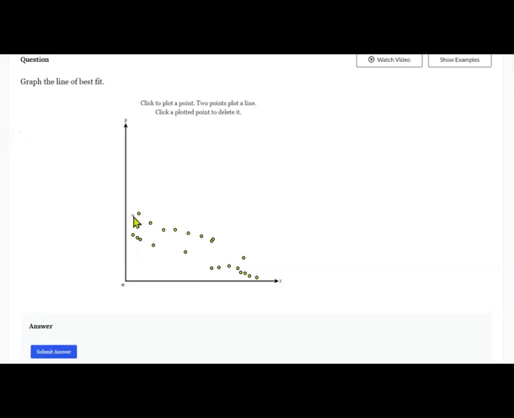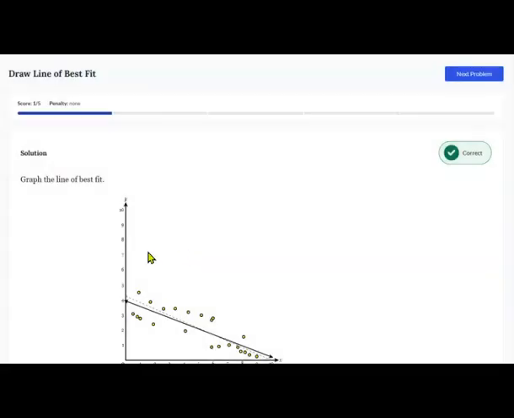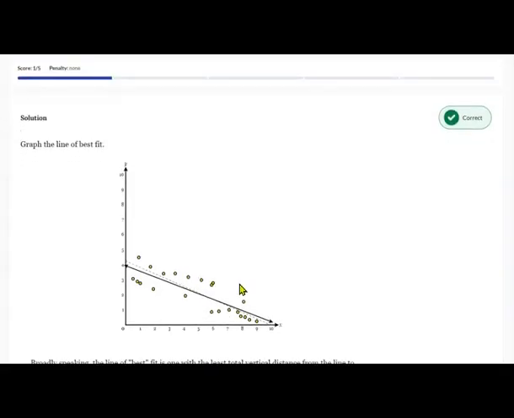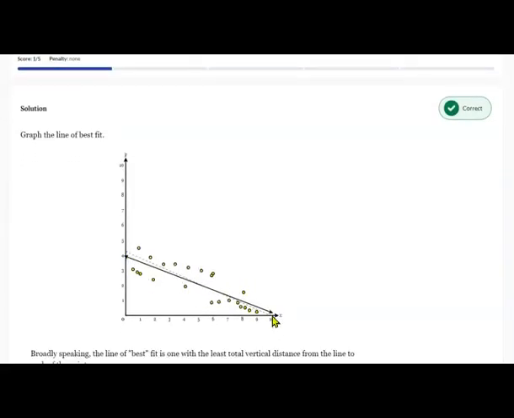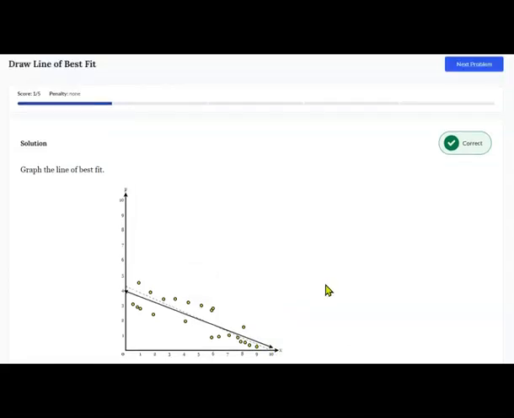And what you're going to do is click to plot maybe where you think the line will start, and then again where you think the line will finish. And if you did a decent job, it will highlight for you where their estimated line was. And we were pretty close.